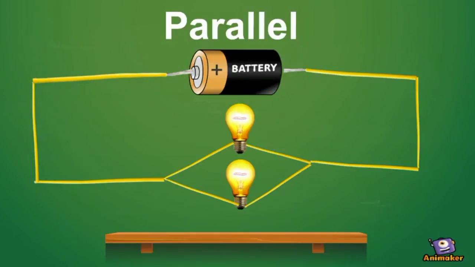Even though the current splits, this doesn't mean that the light bulbs connected in parallel will glow with a lower intensity. But why is this? This is due to the fact that the resistance is lower and charge can move through the circuit with greater ease.